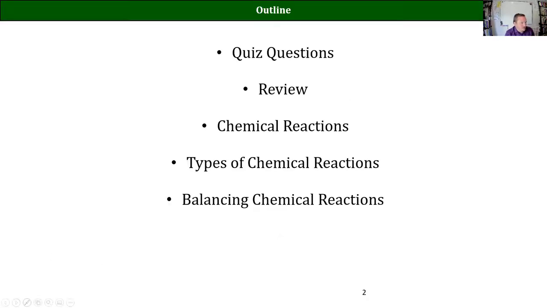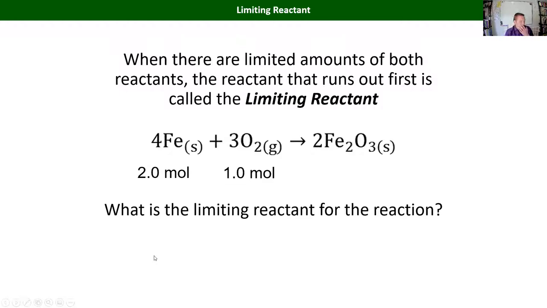So let's go ahead and review those specific vocab terms. The trickiest part about them is remembering how to apply logic and the idea of what's being made and what's running out as these reactions are happening. So remember that limiting reactant is always the reactant that runs out first, not always what you have least of. And there's a couple ways we can show our work for these problems.